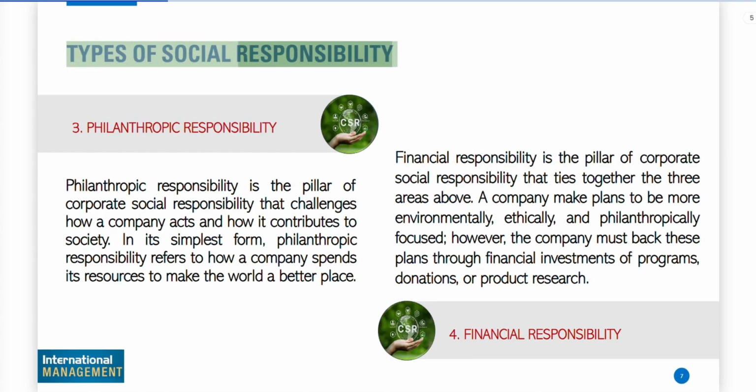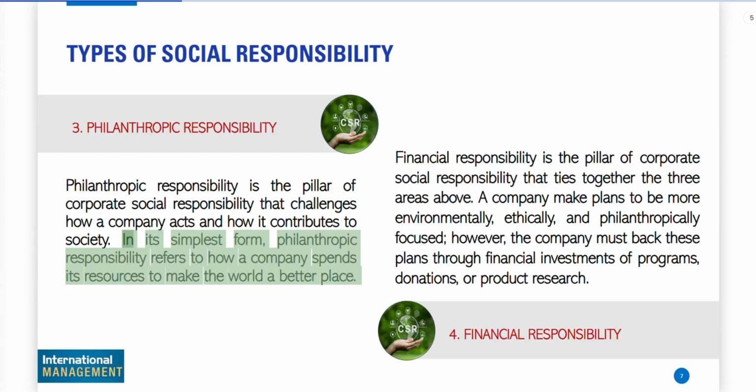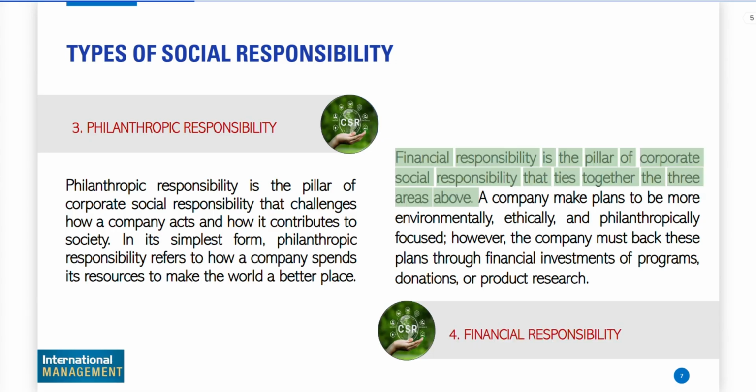Types of social responsibility. 3. Philanthropic responsibility. Philanthropic responsibility is the pillar of corporate social responsibility that challenges how a company acts and how it contributes to society. In its simplest form, philanthropic responsibility refers to how a company spends its resources to make the world a better place.